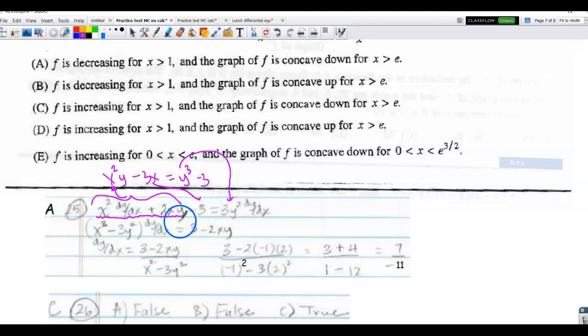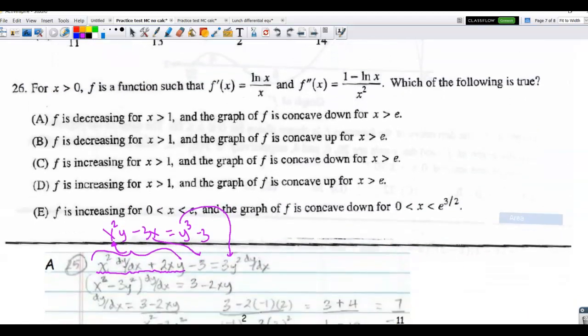Then what did I do next? I got my dy/dx terms together by subtracting the 3y squared, and I subtracted the 2xy to the right side, and I got dy/dx by dividing, and then all I had to do at that point was substitute my numbers, and I got a value of negative 7 over 11.